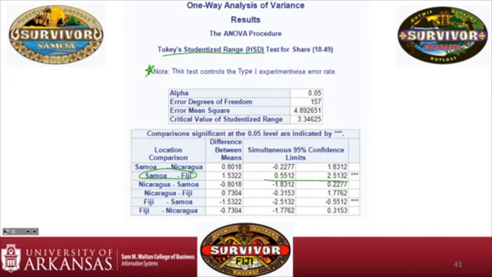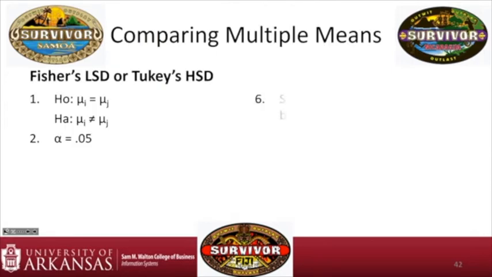So what do I conclude from the analysis of variance? There is a difference in location. Samoa and Fiji are different from one another.